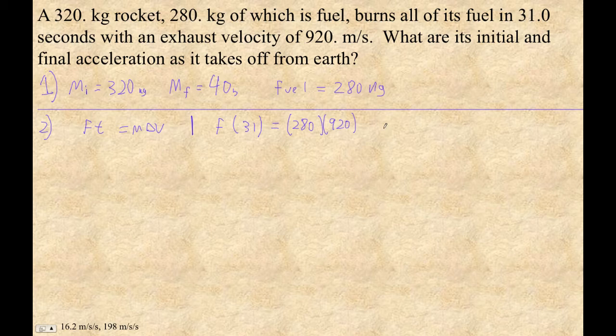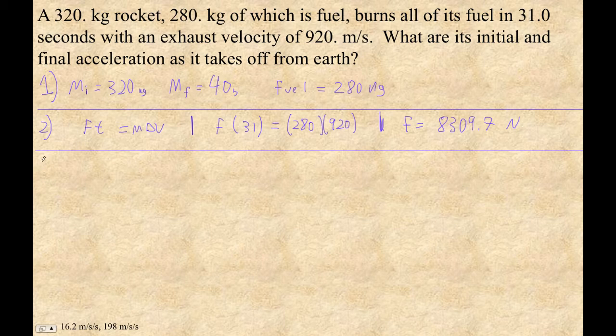Right? So now let's solve for the force. The force is equal to that divided by 31. The force is 8309 point, I'll say 7. That ought to be good enough. Newtons, right? So that is my second step, right? My third step and fourth step are to find the initial and final accelerations of this, right?